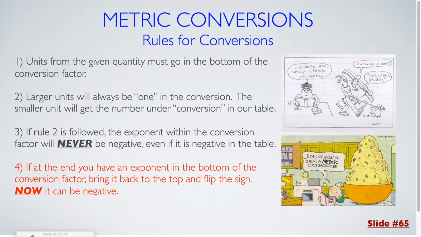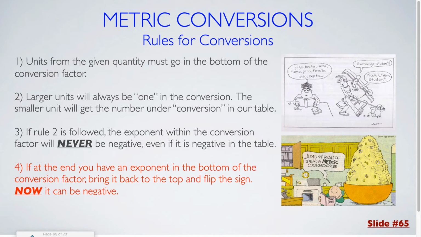Our rules for metric conversions. Units from the given quantity must go in the bottom of the conversion factor. So that's the exact same process that we were just practicing with the Shroot bucks. The larger unit will always be the 1 in the conversion factor. The smaller unit will get the number that is under the conversion in our table. That part's a little different from what we were doing before.